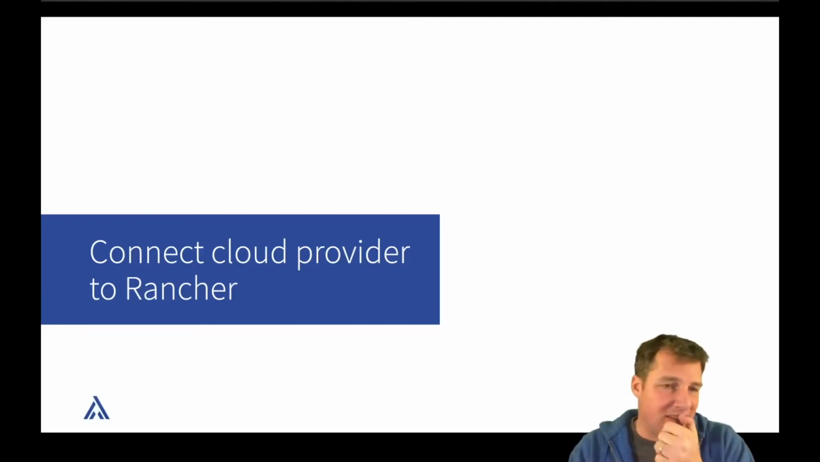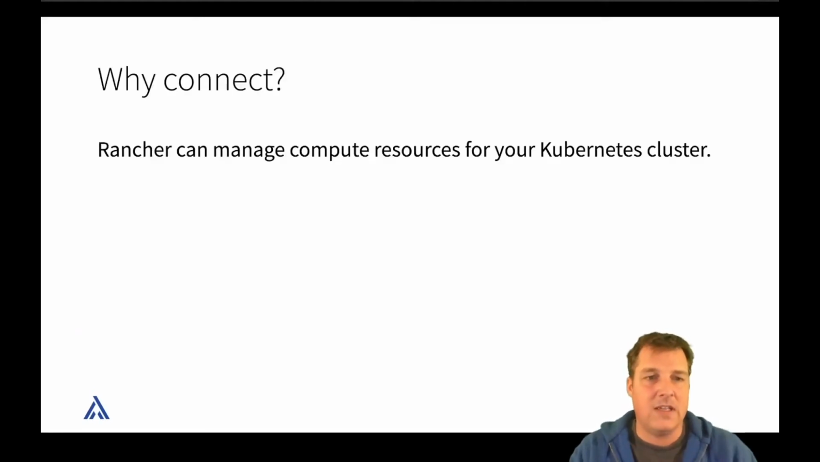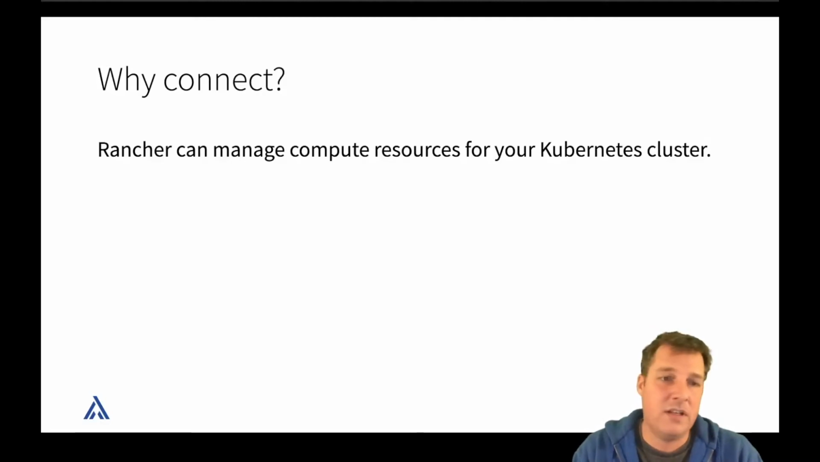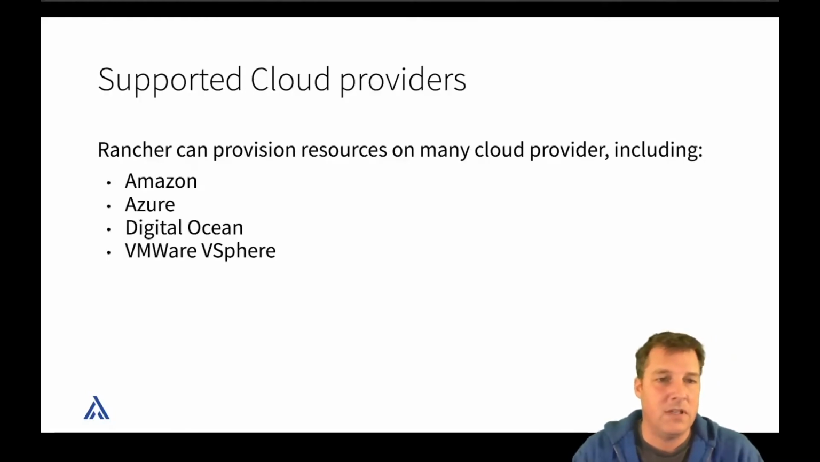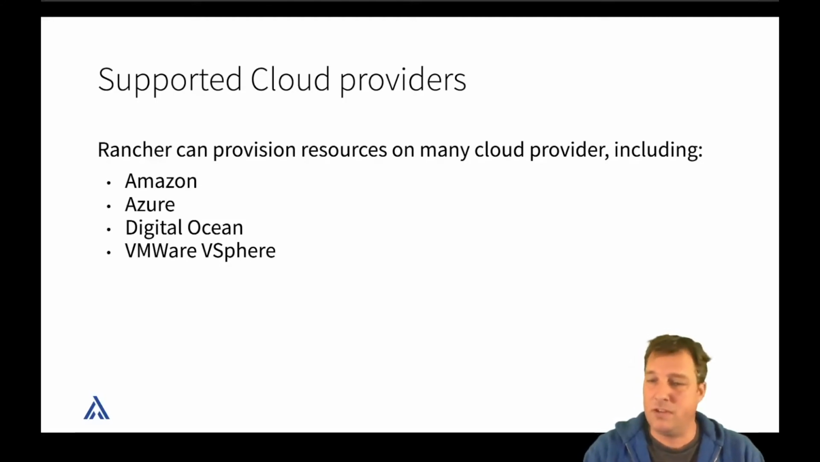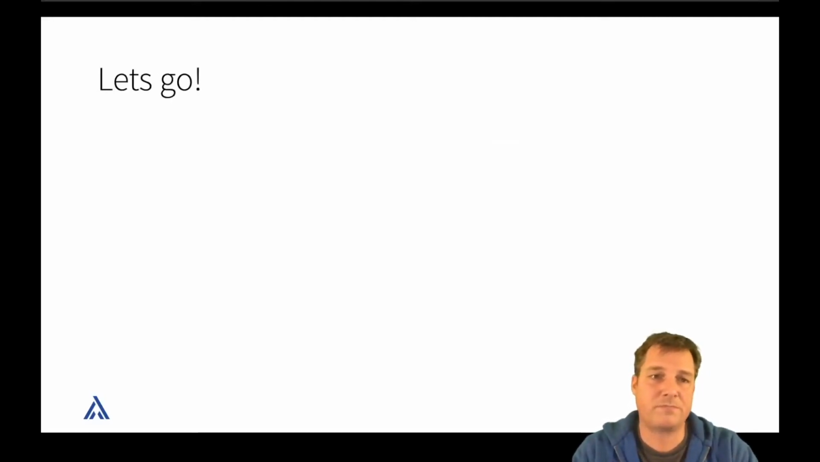We're going to connect Ranger to a cloud provider that spins up resources. And Ranger can do that for you. That's very, very easy. Just with a few clicks, you can provision new compute resources. And these resources can live on any cloud provider. Nearly any cloud provider. Today we're going to connect to DigitalOcean, but even on-premise is possible, so VMware vSphere is also one of the options.